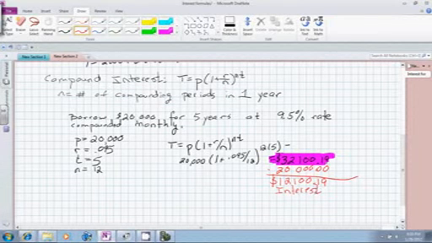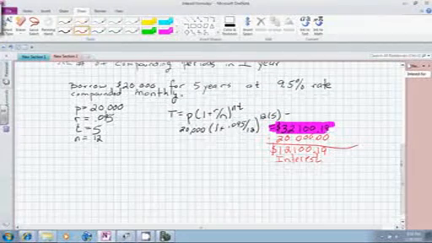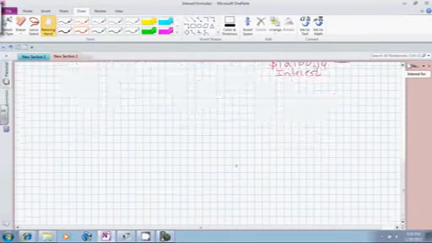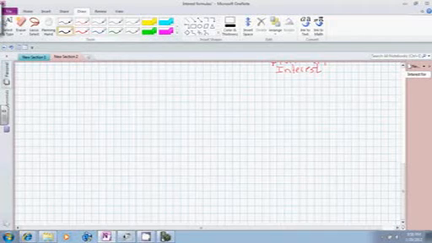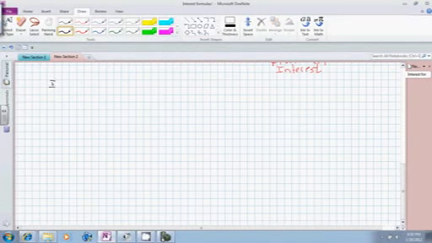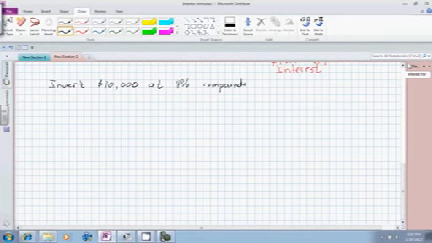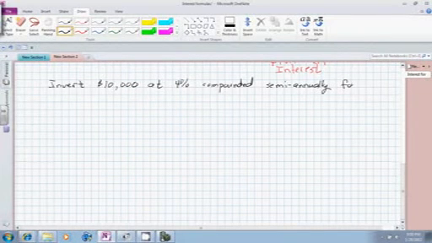Alright. We'll do one more example of that. So let's suppose we invest $10,000 at 4% compounded semi-annually for 10 years.